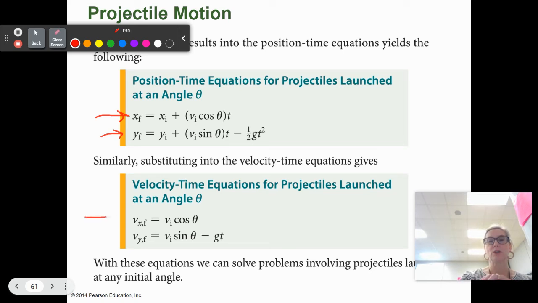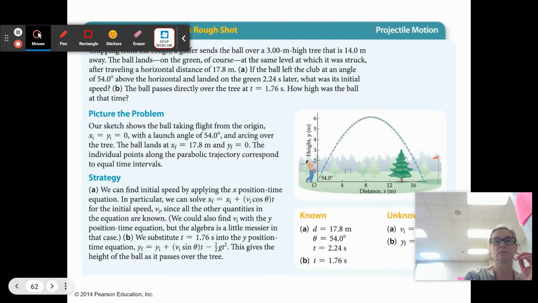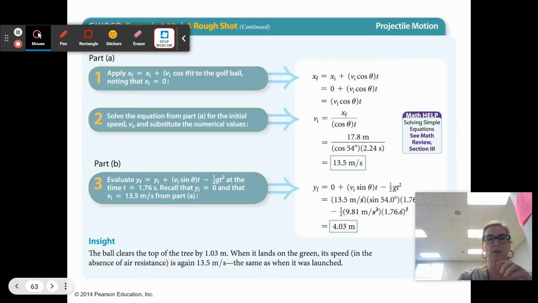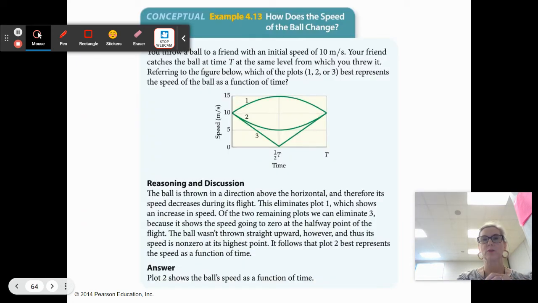And then here are the equations for velocity versus time. Okay, so you will have these equations on your test. You'll have them listed there, but the main thing you're going to have to do is know how to pick which one and in what circumstance. Okay, so I think we'll come back to this problem later.